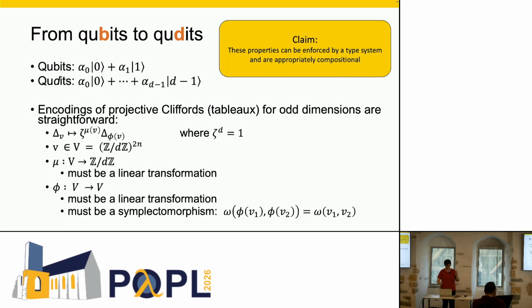Okay, so I will claim, and we'll come back to this in just a couple minutes, that these properties can be enforced by a type system and are appropriately compositional. We'll come back to that. Problem though, we may care quite a bit not just about qudits of odd dimensions, but for example, qubits, which do not have odd dimension because that has d equals 2.